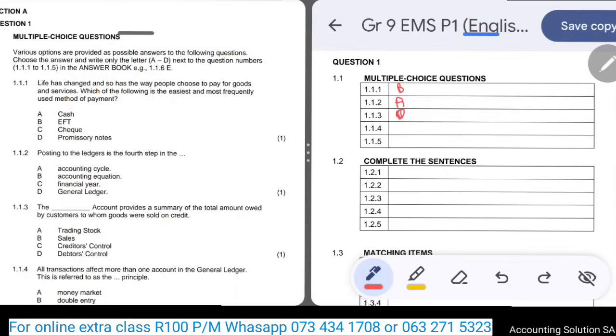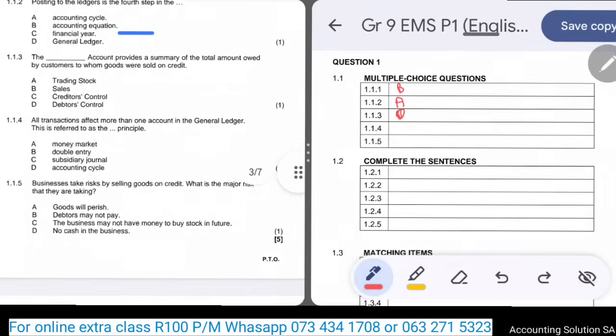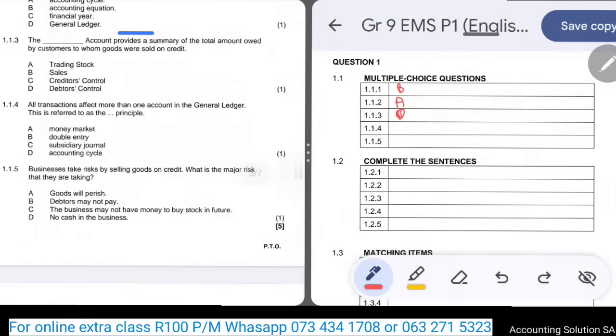All right, next question. All transactions affect more than one account in the general ledger. This is referred to as: money market, double entry, subsidiary, or accounting cycle. Obvious, guys, it's the double entry principle. So this is going to be number B, double entry.